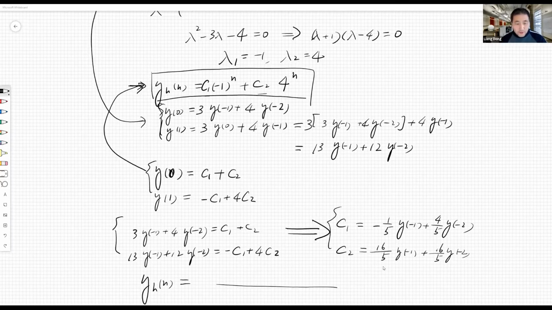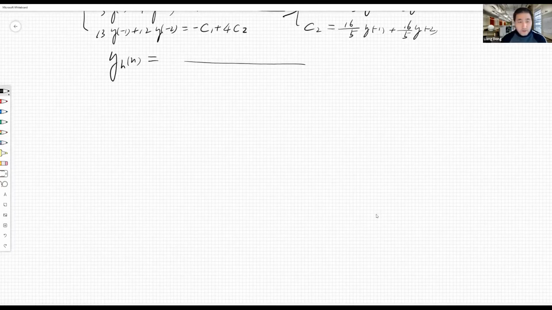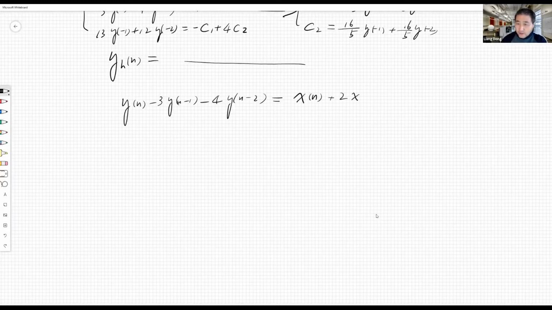So let me use the same system. So the same system is y[n] minus 3y[n-1] minus 4y[n-2] equals some input. Let me just simplify this: x[n] plus 2x[n-1]. Okay. We want to find the total solution of that. We want to find y[n].